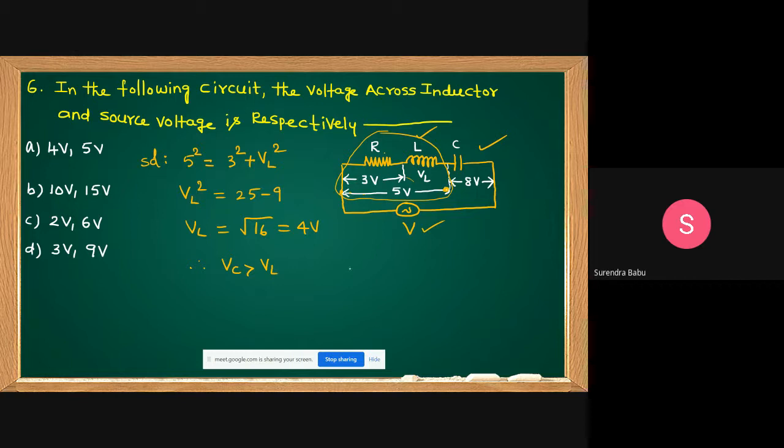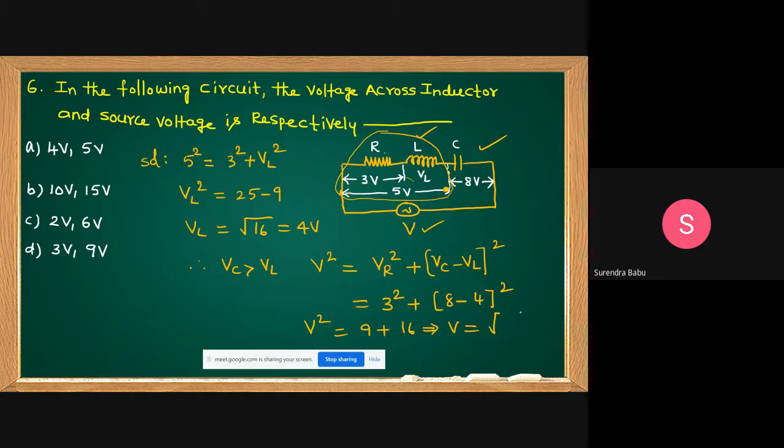If VC is greater than VL, then what formula can you apply? V square equals VR square plus VC minus VL whole square. Is it correct? All these relations are already given. Then what is VR, students? 3 volts, that is the 3 square. What is VC? 8. What is VL? 4 volts, that square. Then V square equals 9 plus 16. V equals square root of 25. How much can you get? 5 volts. Then VL is 4 volts, V is 5 volts. Which option is correct? This model is also there in the GATE exam.